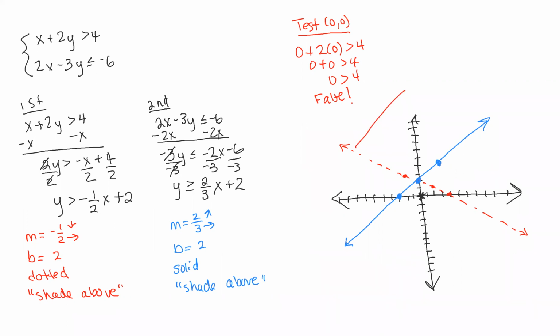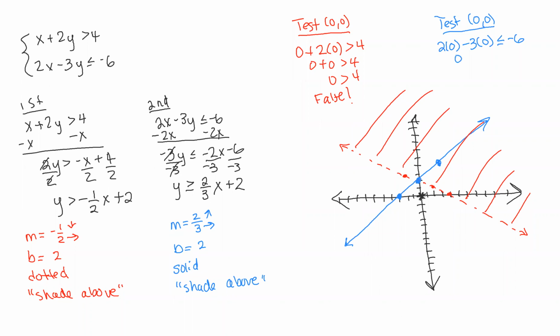So I'm just going to very gently do some swipes above so you can kind of see where the red shading is. Now let's look at the blue. So again, I'm going to test the origin simply because it's easy to plug in zeros. So for the second equation, we have 2x minus 3y is less than or equal to -6. Anywhere I see an x, I'm going to plug in a 0. Anywhere I see a y, I'm also going to plug in a 0. So 2 times 0 is 0. 3 times 0 is 0. 0 minus 0 is 0.